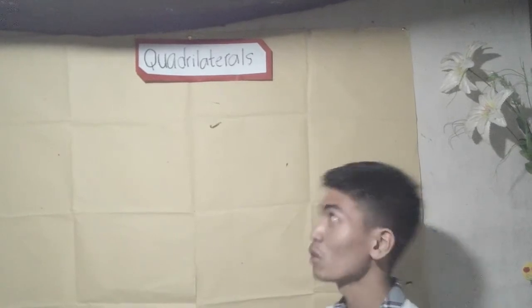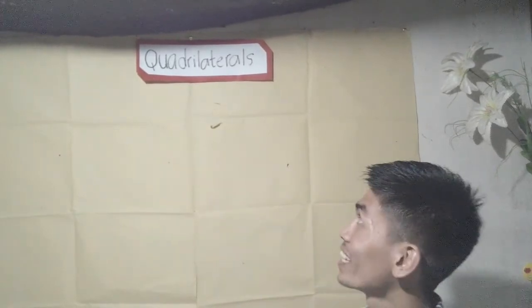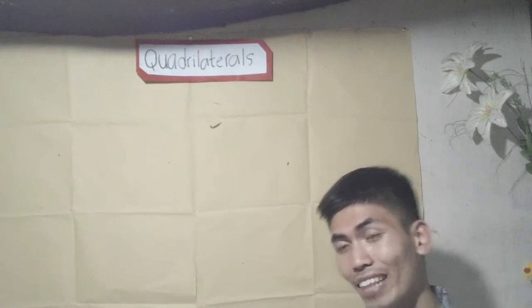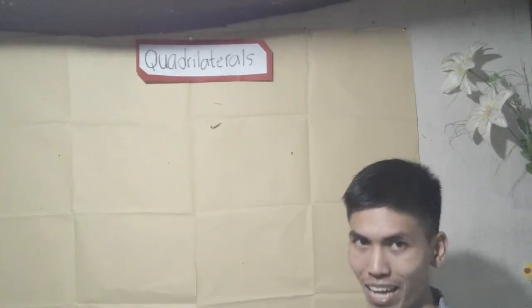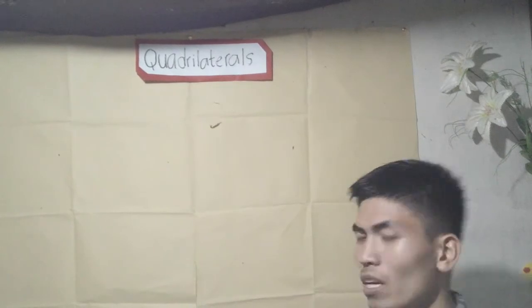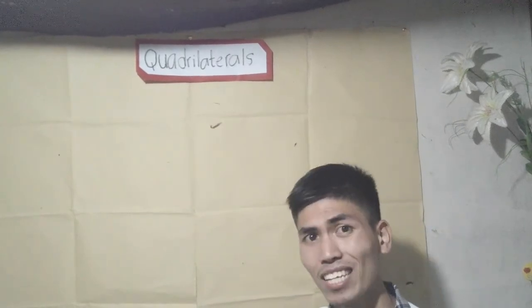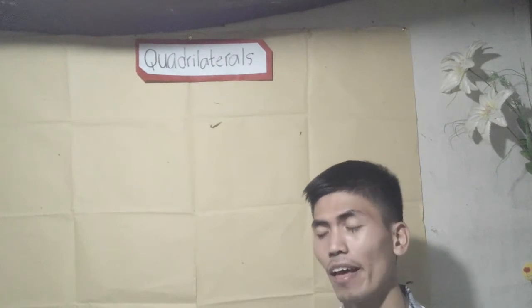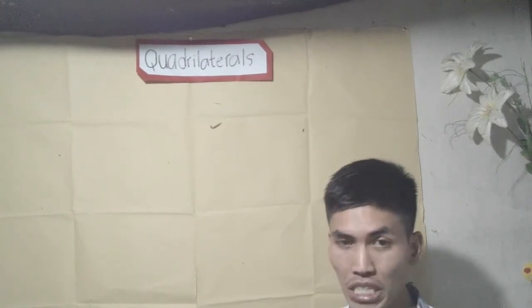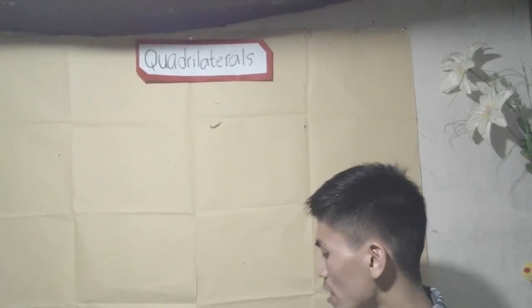So this evening we will discuss quadrilateral. A quadrilateral is a polygon with four sides. This evening we will discuss the classification of quadrilaterals and also the properties of each.